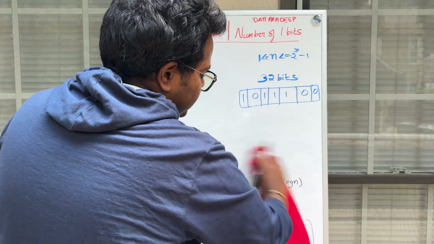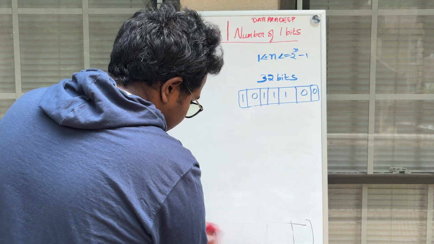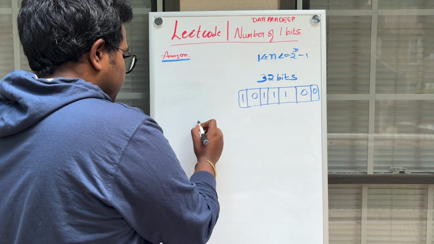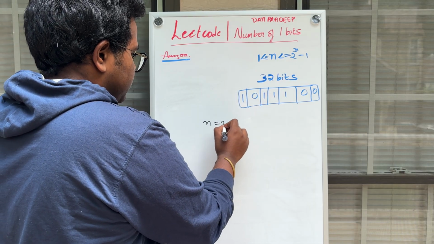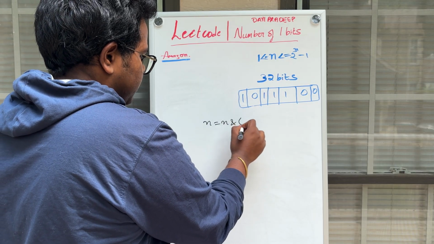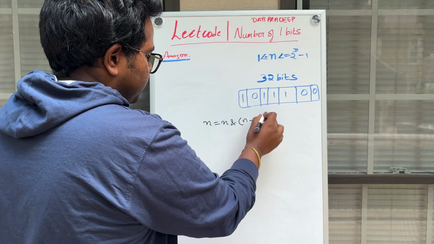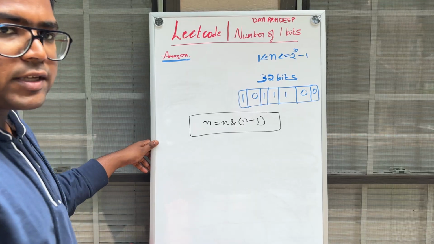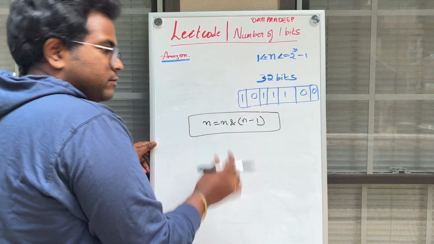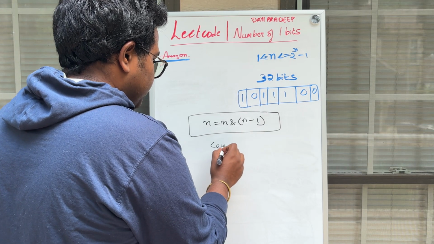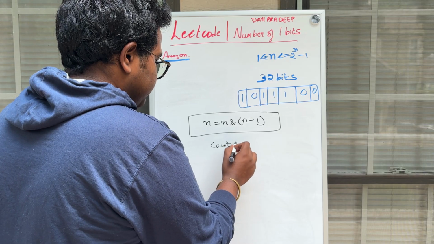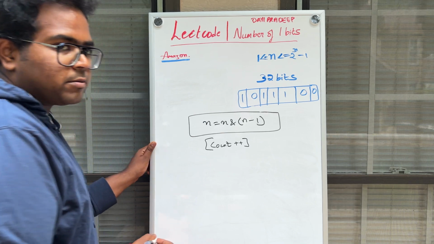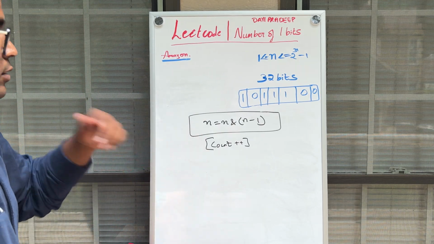which is Kernighan's algorithm, which is nothing but n equal to n & (n-1). This is the algorithm we're going to use, and every time I use this algorithm, regardless of result, I'm going to increment my count. Let me explain why I'm using this particular algorithm.